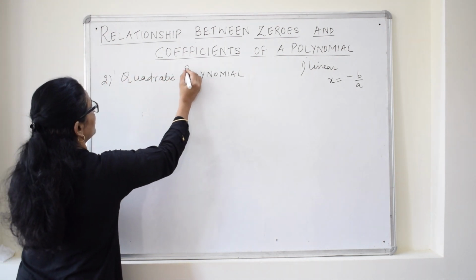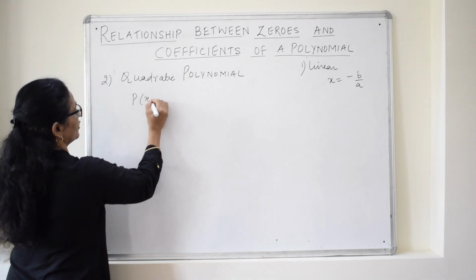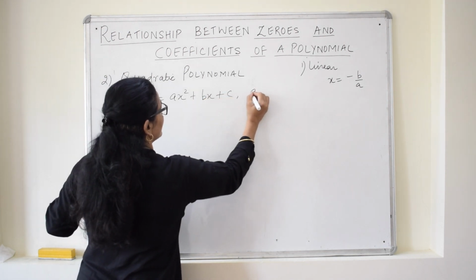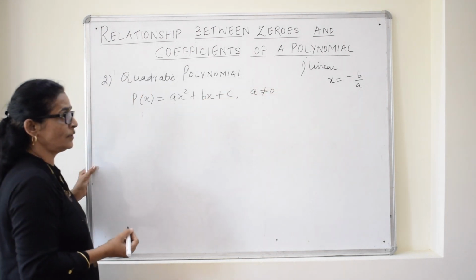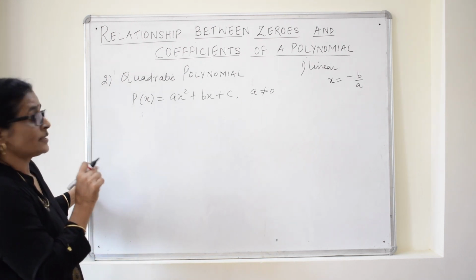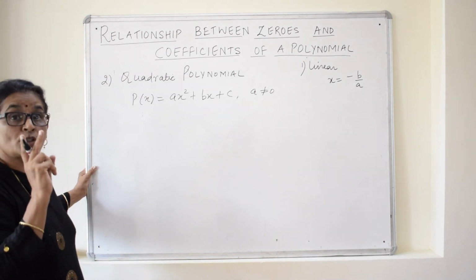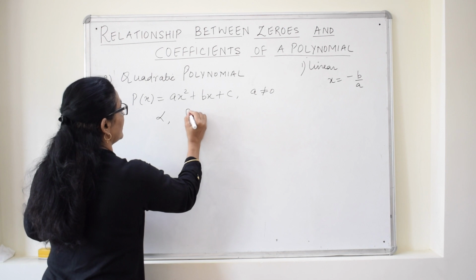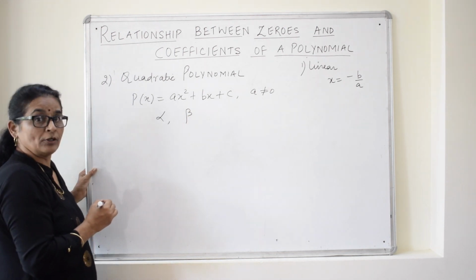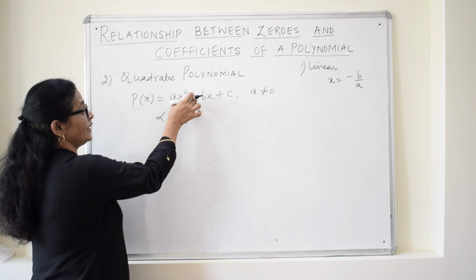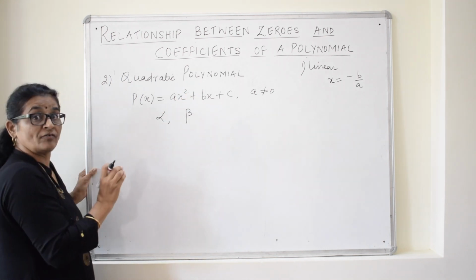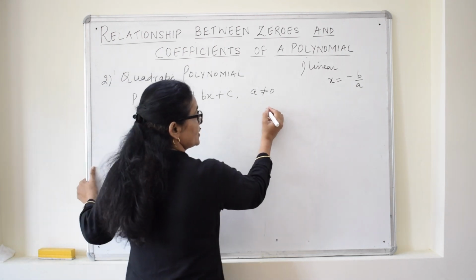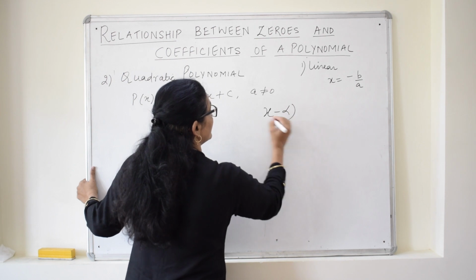In a quadratic polynomial, the standard form is ax square plus bx plus c with the condition that a should not be equal to 0. Now, since it is a quadratic polynomial, there will be at most 2 zeros. If we take the 2 zeros as alpha and beta, any quadratic polynomial can be written as the product of its 2 factors. When we know the zeros, we can write the factors like this.